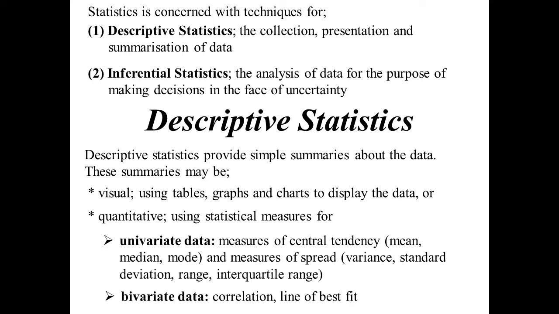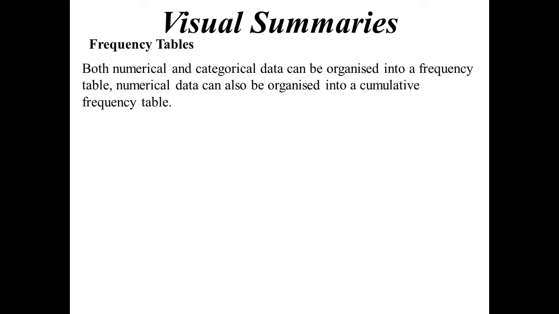Bivariate data is when we talk about things like correlation. Are the two pieces of data related to each other? And then lines of best fit come in handy and things like that. Okay, let's have a look at our visual summaries. Frequency tables. Now, it's possible to put both numerical and categorical data into a frequency table. But with numerical, you can also put in a cumulative frequency table.